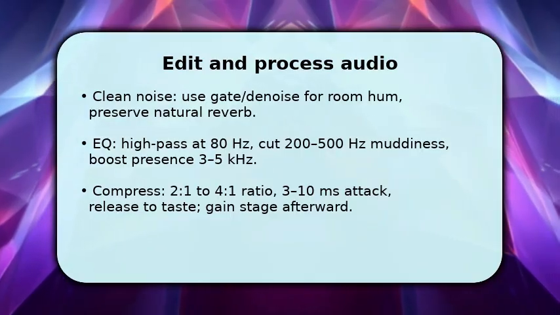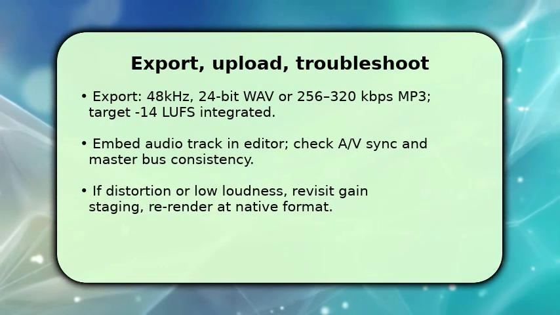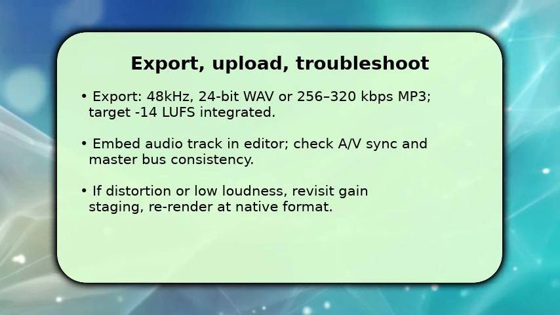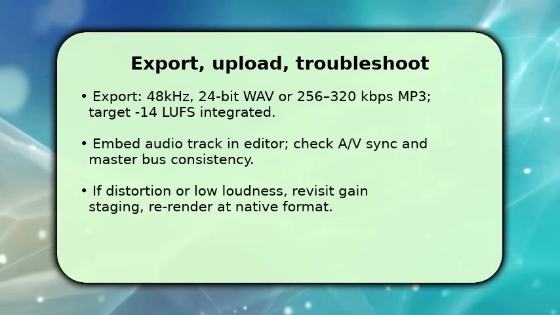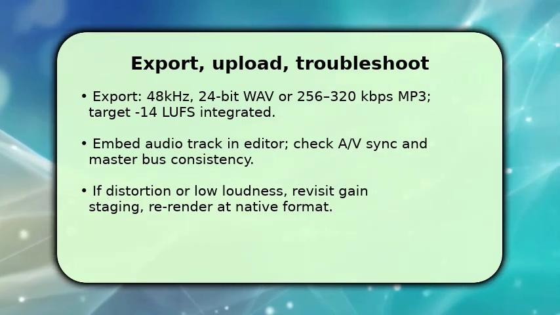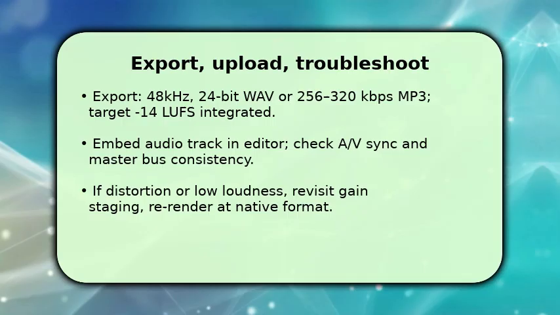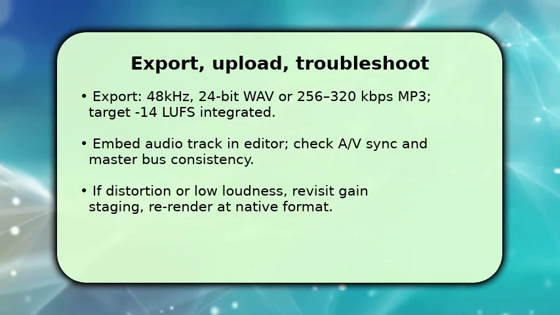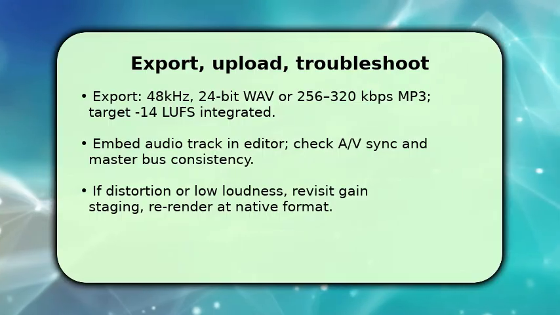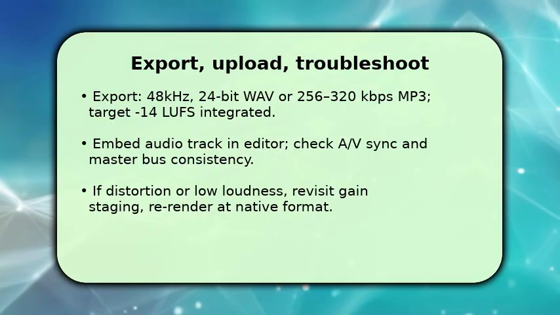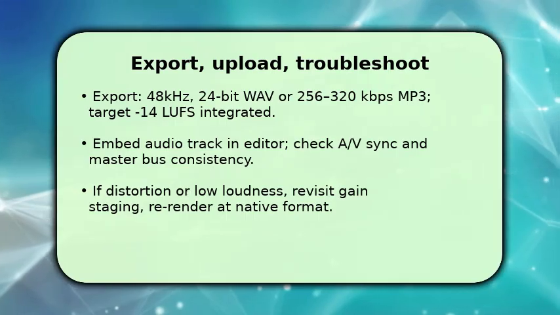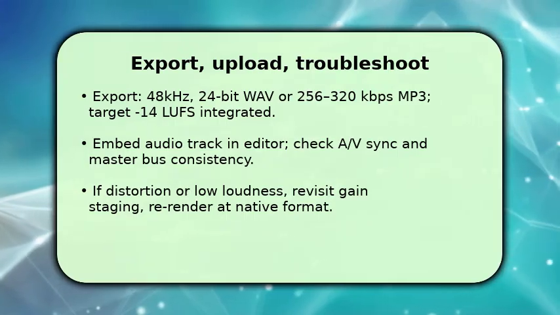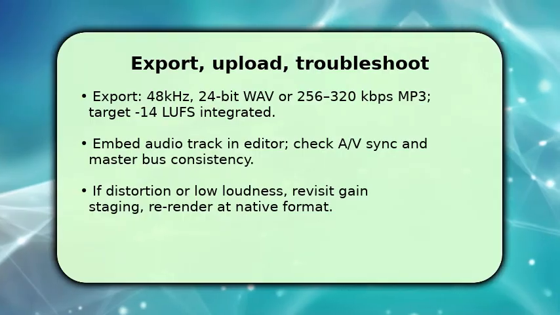You finalize by exporting at native settings, 48 kHz and 24-bit WAV for best fidelity, or 256-320 kbps MP3 for smaller size. Normalize or adjust master to around -14 LUFS integrated so YouTube loudness processing behaves predictably. Then import into your video editor, confirm A/V sync, and render with consistent bitrate.